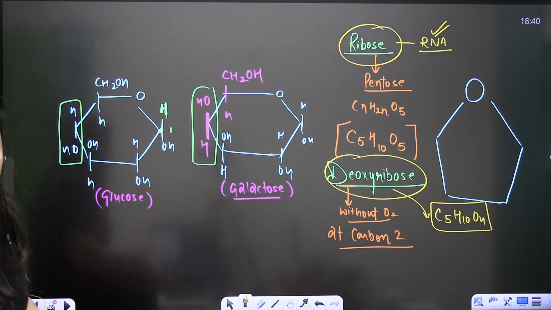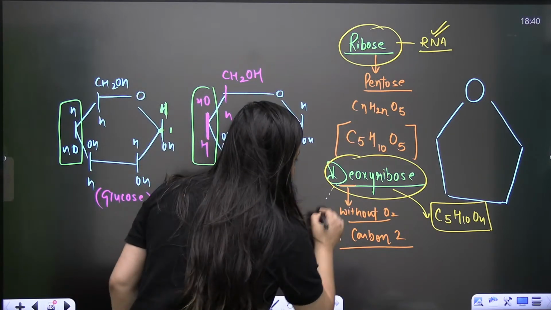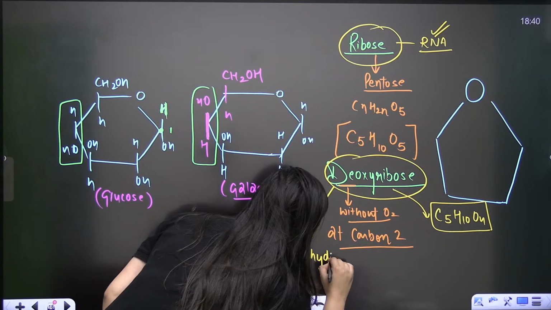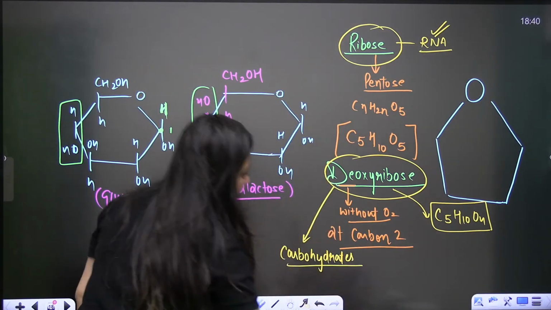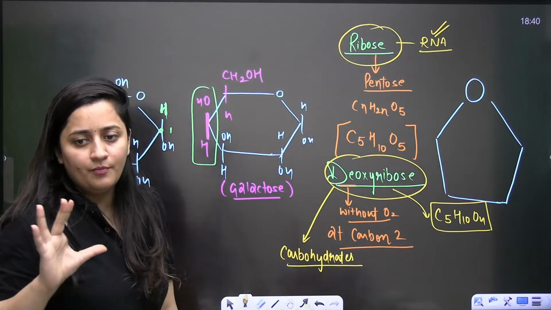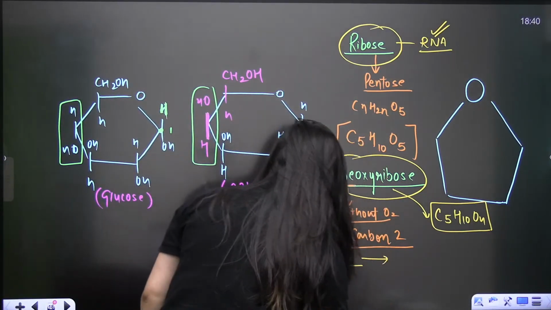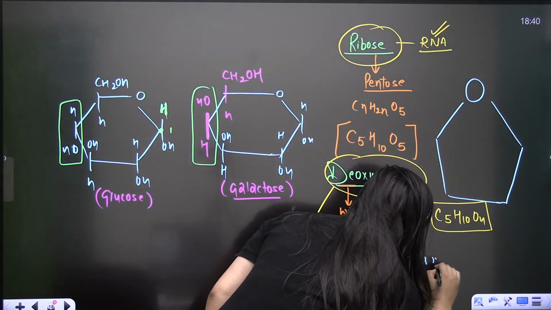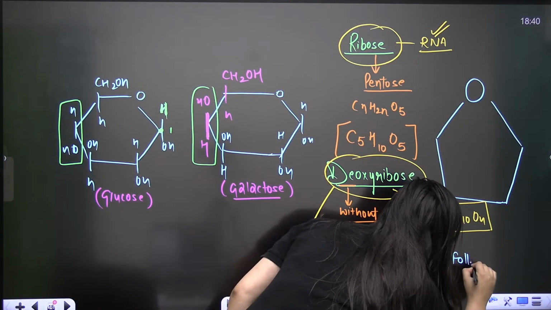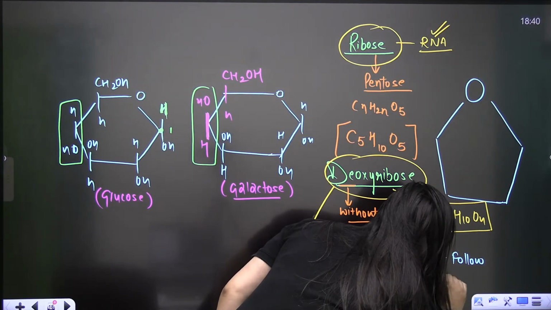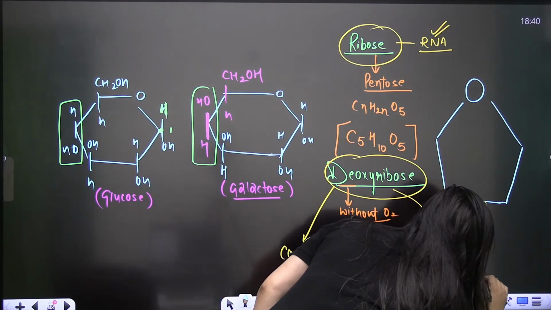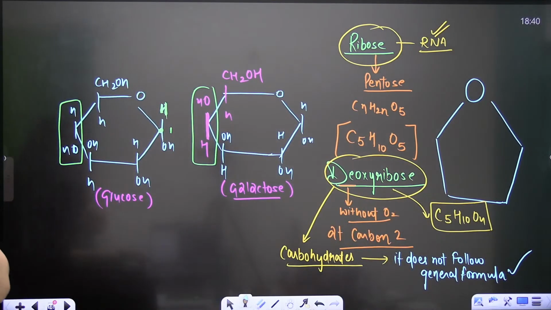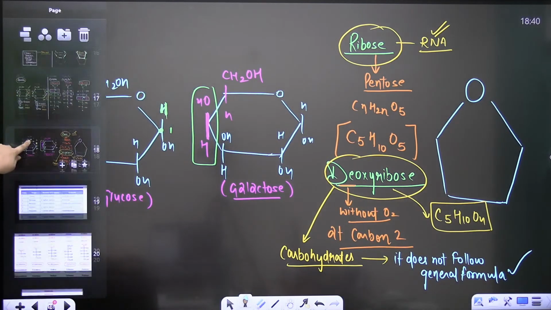C5H10O4. Am I right? So it is an exception. Deoxyribose is a monosaccharide, a carbohydrate which doesn't follow the general formula. It's a carbohydrate which is an exception. It doesn't follow the general formula, but still it's a carbohydrate. Fine. So you can see the structure also.